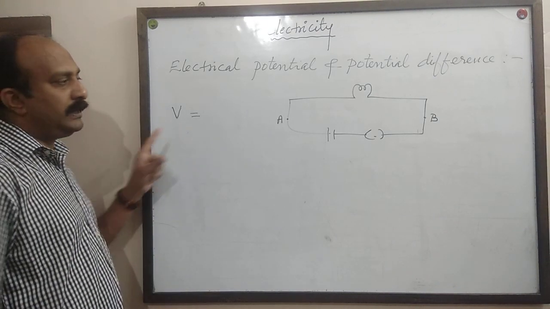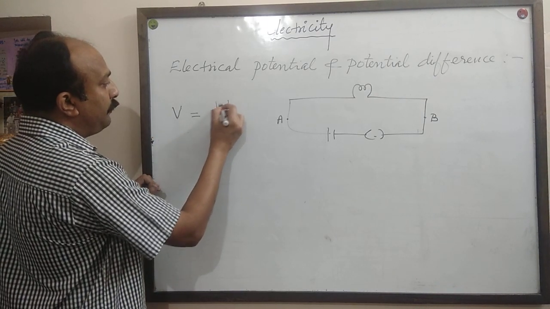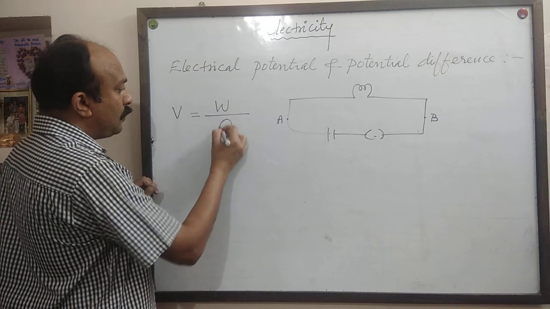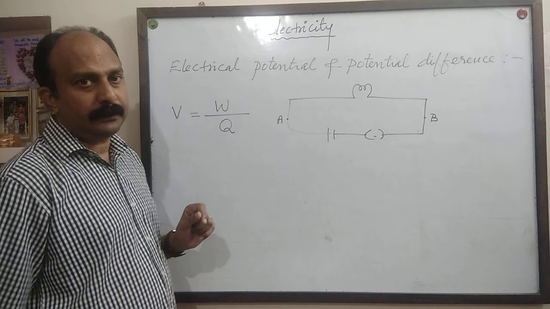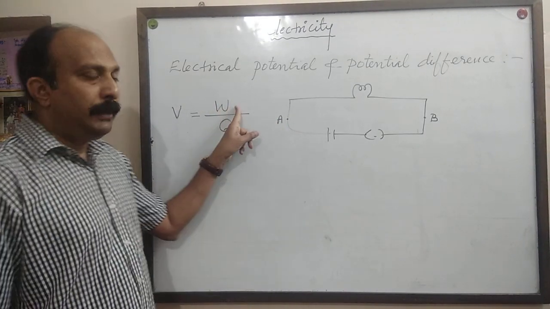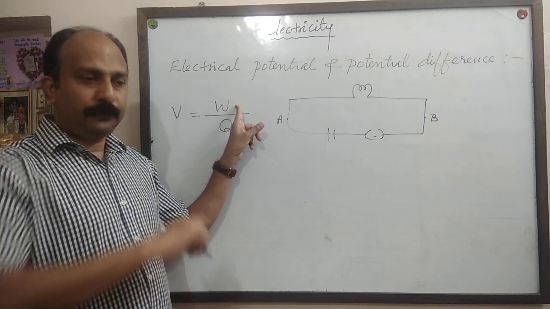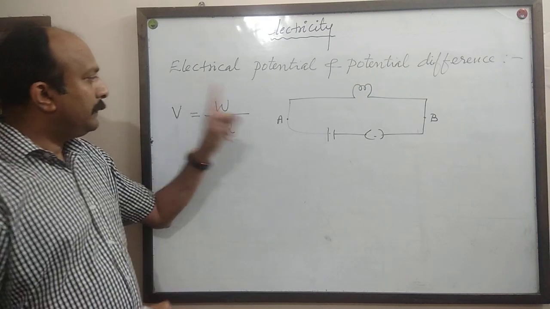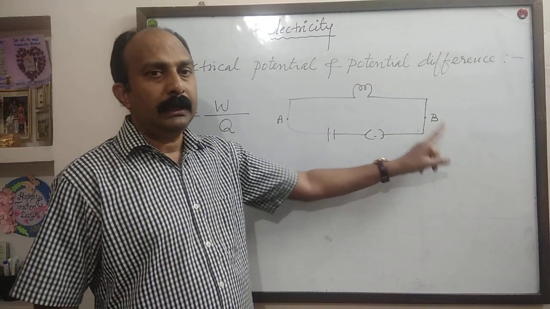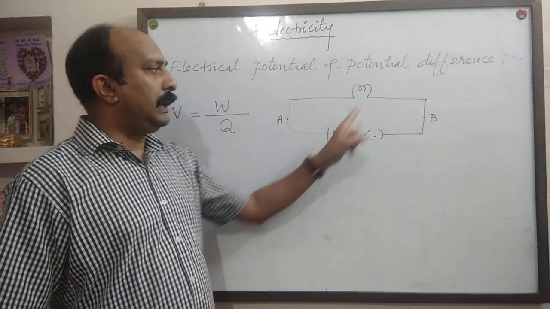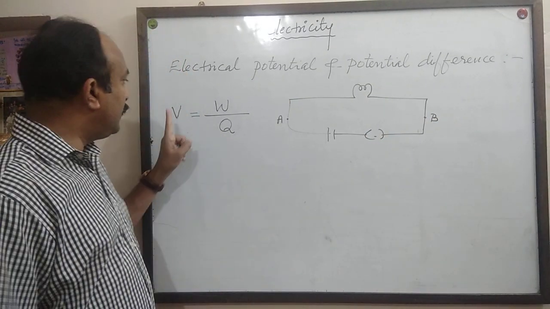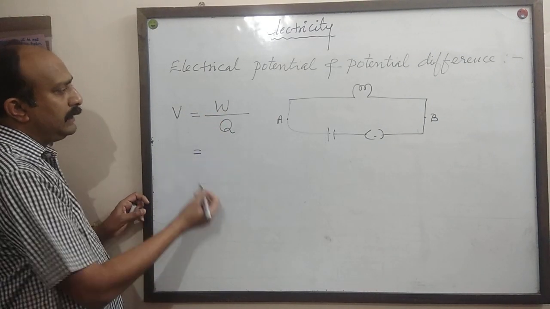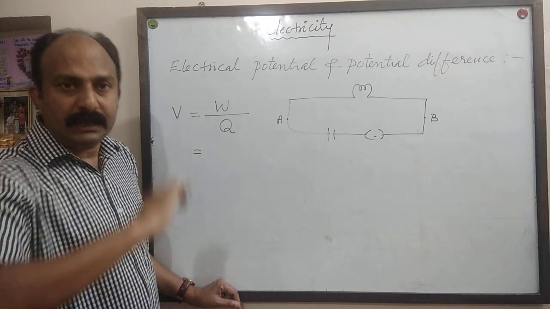So potential difference V is equal to the total amount of work done upon the quantity of charge transferred. If W joule of work is done for shifting Q coulomb of charge from point A to point B, then the potential difference across point A and point B is calculated as V is equal to W upon Q. W is the work done, Q is the quantity of charge transferred.